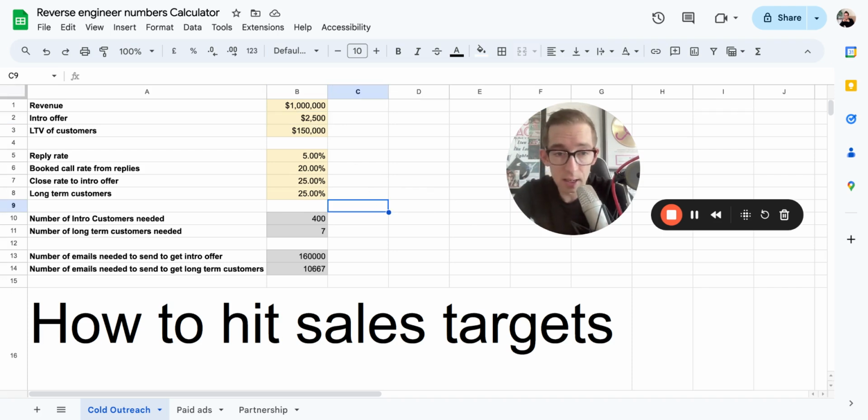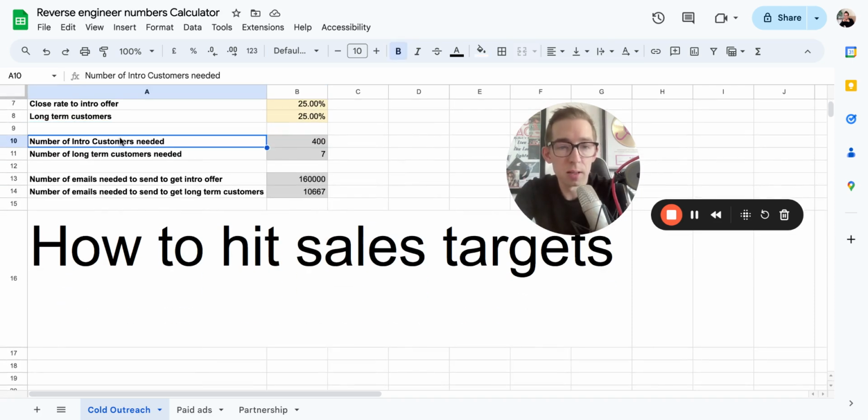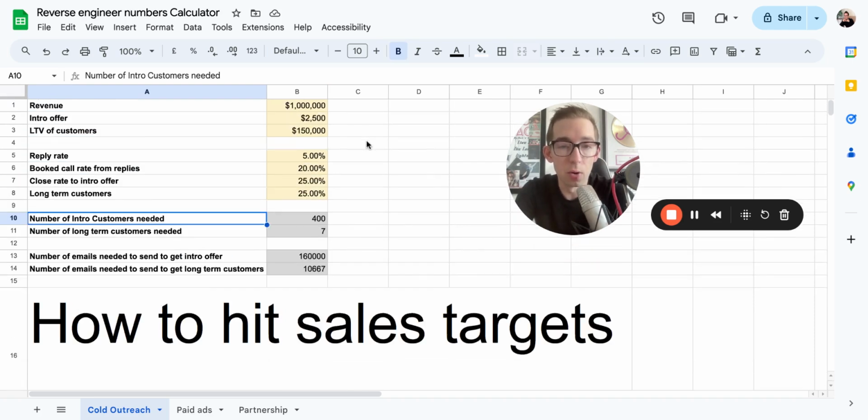You're making the money in the lifetime customer value. So making sure with that intro offer that they do have the capacity to work with you after the fact, if they get results with your intro offer. Now, when we look at that, we go, okay, how many intro customers do we need in order to hit our target?